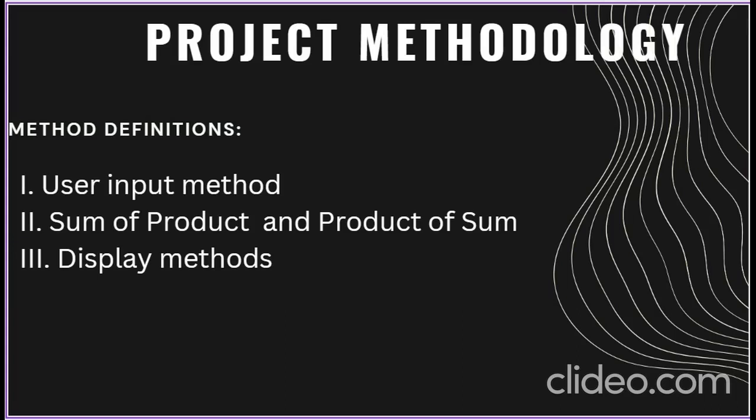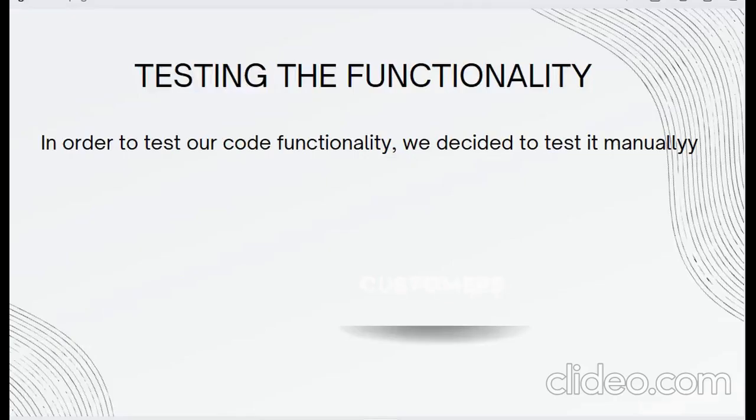Okay, so for testing the functionality of the code, we decided to test it manually, where we draw out the truth table, the way we learned in class, and with that we find the sum of products and product of sum using the Boolean values, ones and zeros. And we compare it with the results we got from the code, and if they are the same, we realize that our code was accurate.